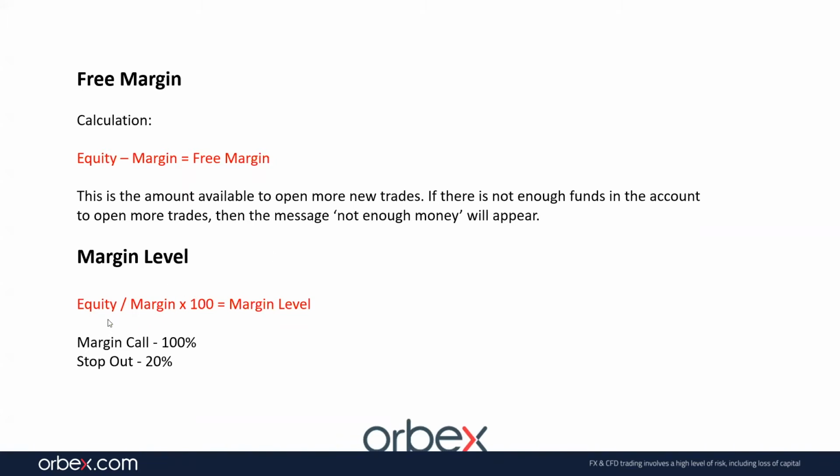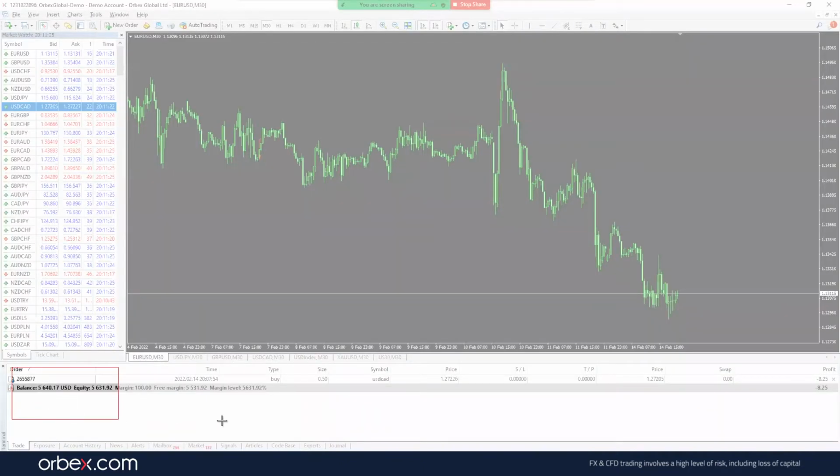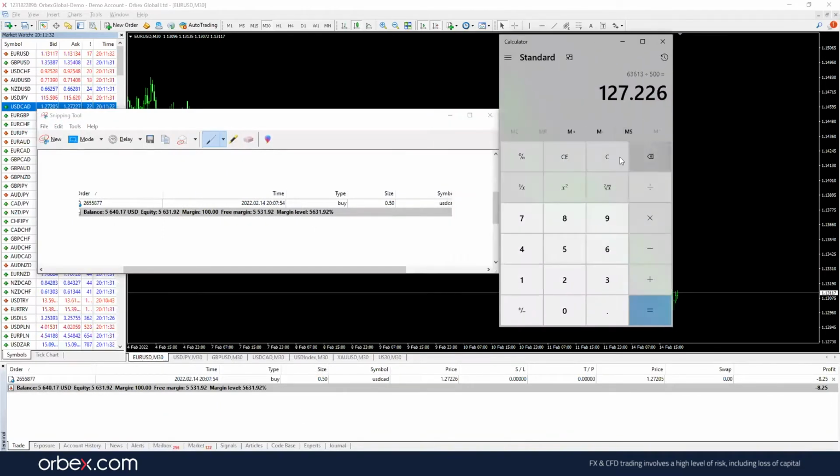And margin level is your equity divided by your margin times 100 to get the margin level. So like I said, margin call is 100% and stop out is 20% on the account. So let's just take a look at how that applies. What I'll do here is freeze frame this so it's a little bit easier to see, and we'll get our calculator out just to show what's going on.